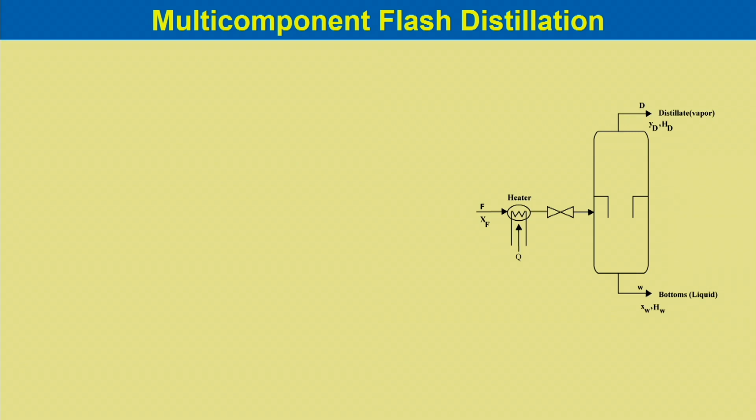Now, we will consider multi-component flash distillation. As we have defined before, in the case of flash distillation, the fraction of the feed vaporized, small f, is equal to V by F.